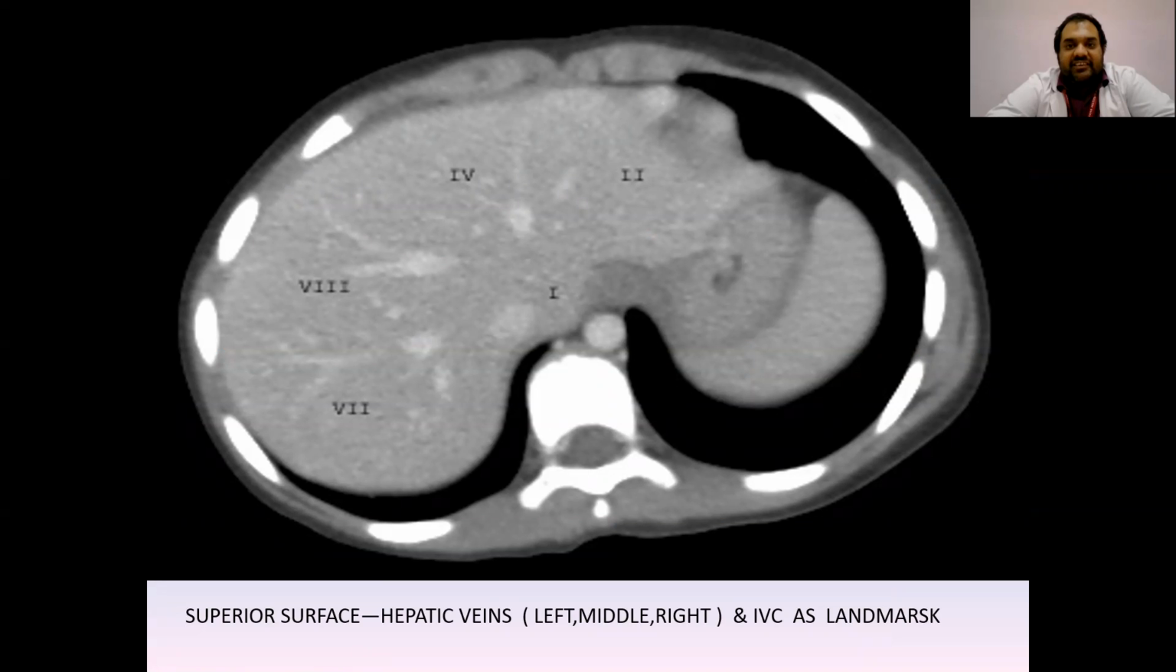And this is the axial section of the CT at the level of the liver, showing the segments 2, 4, 8, and 7. And this is showing the superior surface of the liver, hepatic veins, left, middle, and right, and inferior vena cava as a landmark. And we can see the first segment is also here.